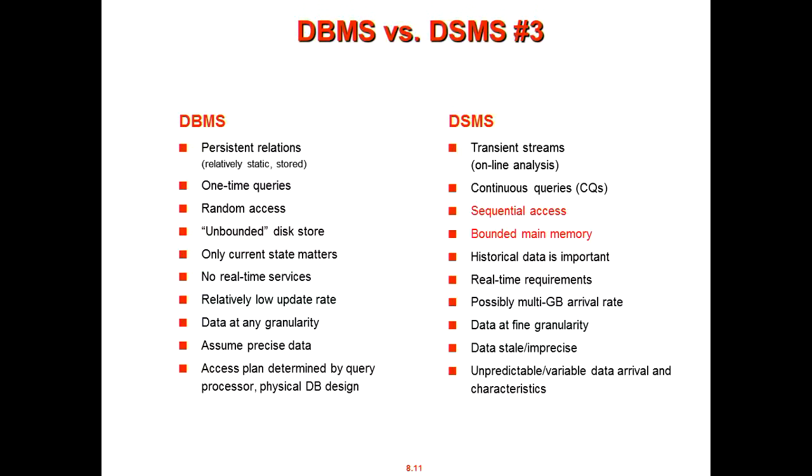Some other differences, such as in DBMS, the update frequency is very low, but in DSMS, the data keeps changing all the time. And so in DBMS, we always assume precise data, and the result is always accurate, exact. But in DSMS, because we are not able to store the entire data set, we use a summary to process queries. So the results are also imprecise and approximate.